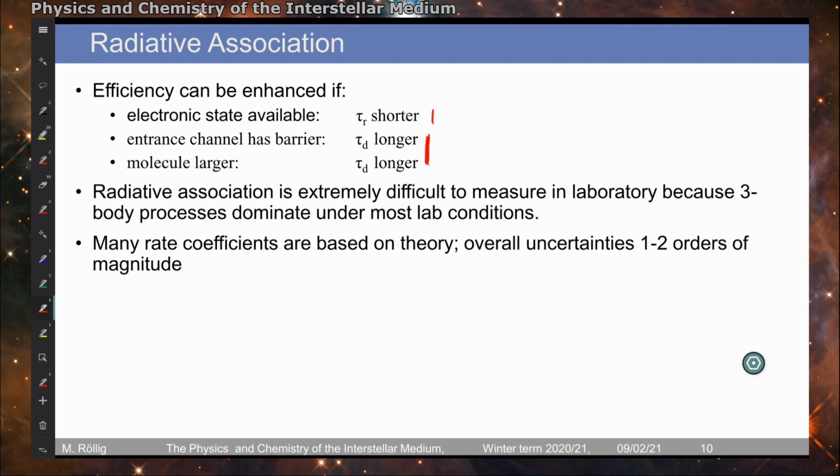The difficulty here is that these radiative associations cannot easily be measured in the lab because they will always be just a non-dominating small number of events compared to the much more common three-body processes that will dominate under our lab conditions. So many of these rate coefficients are based just on theory, which then gives us an overall uncertainty of like 1 or 2 orders of magnitude, so a factor of 10 or 100 uncertainty in the reaction rate of these astrochemical reactions.